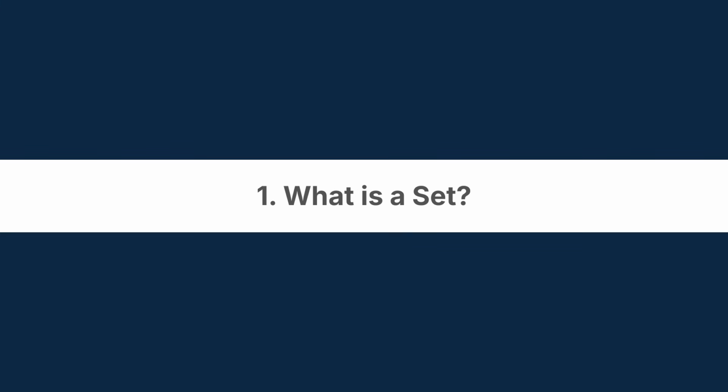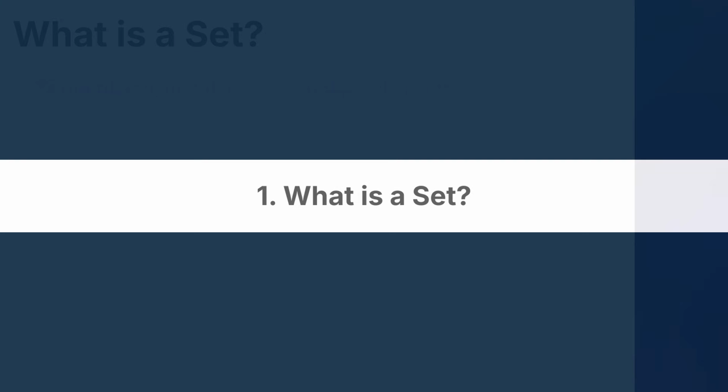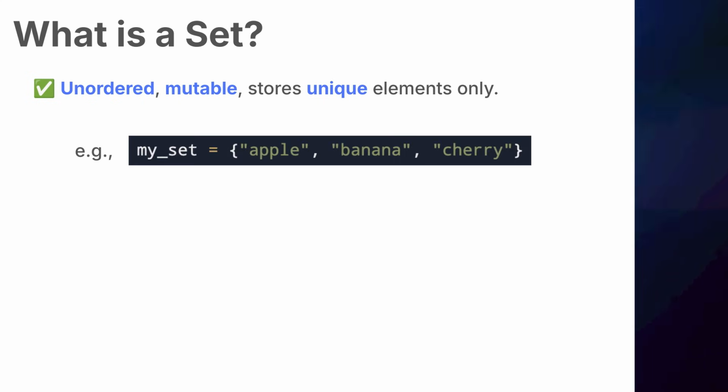One, what is a set? A set is a collection of unordered, mutable, and unique items. In Python, it looks like this. It uses curly braces.